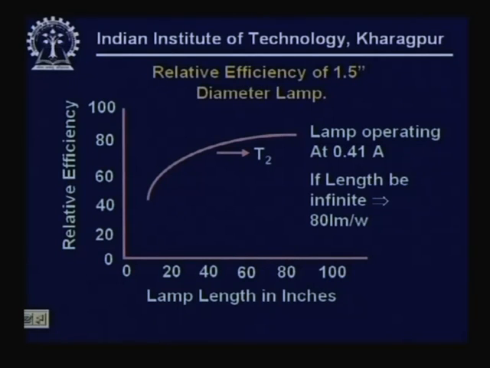The light efficacy for this is found to be around 80 lumens per watt, and one can observe that this curve is between the relative efficiency and lamp length in inches. Now, you see the curve begins with somewhere around 40 to 45% of the maximum possible light output, say around 10 inches, that is well beyond 4 to 5 diameters.